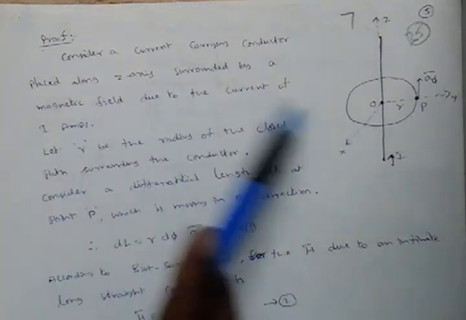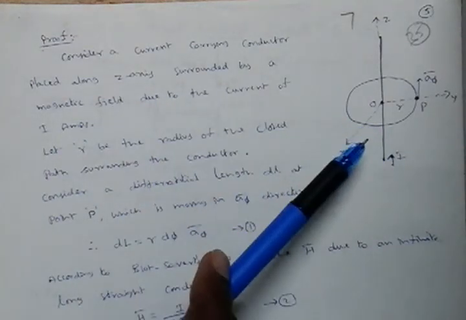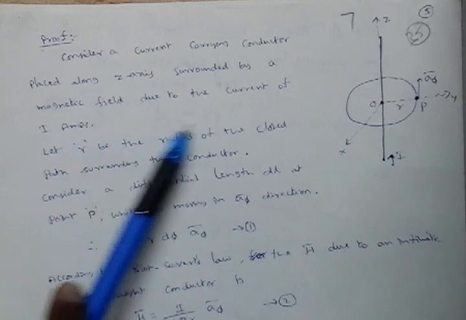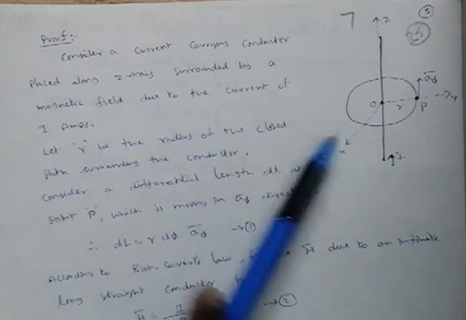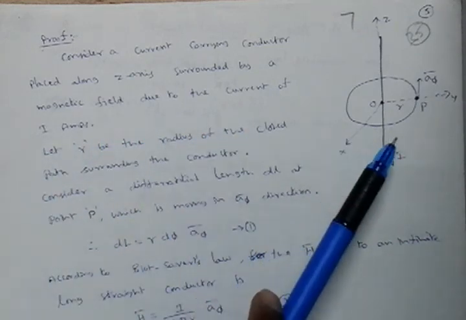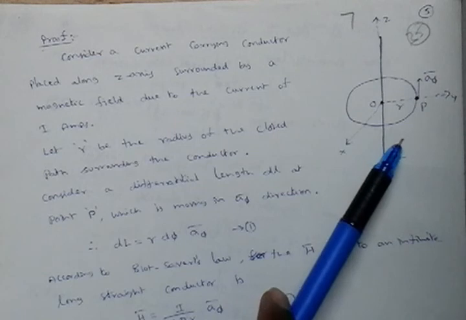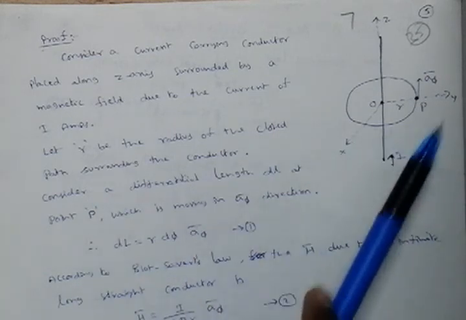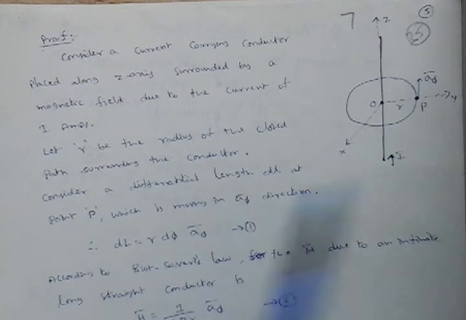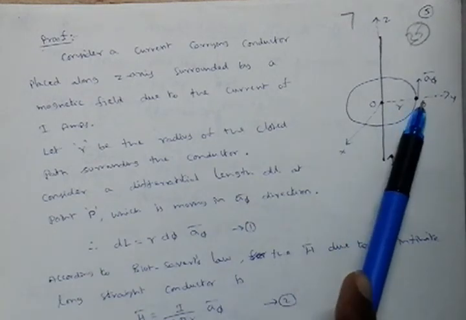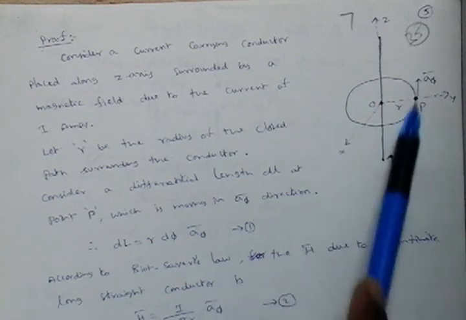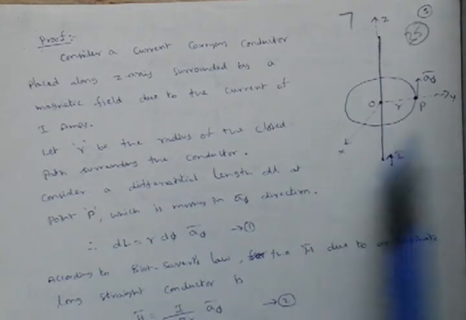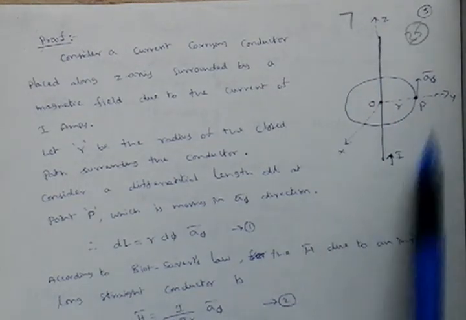So the proof is: consider a current carrying conductor placed along the z-axis, with a magnetic field due to a current I ampere. Let R be the radius of the closed path surrounding the conductor. Consider a differential length dl at point P, moving along this closed path direction, meaning the a phi bar direction. So dl is equal to r d phi a phi bar.